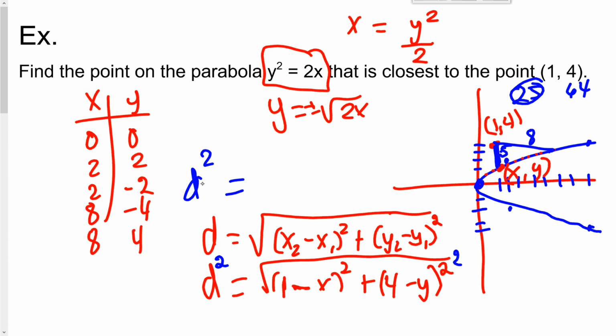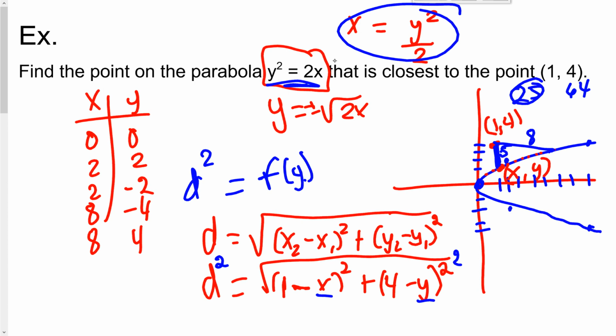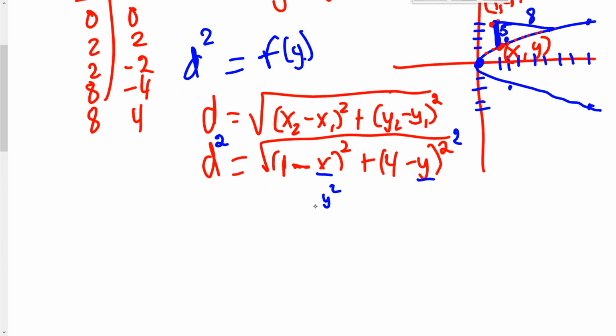So then we're just going to let the distance squared be the same as our distance to this point. So we're just going to let that equal f of x, or f of y, because we're going to solve in terms of x. We want this because we have two variables, so we need to make it into one variable. So if I solve this equation in terms of x, which is easier to solve for, then I can replace this x with y squared over 2, which is just 1/2 y squared.